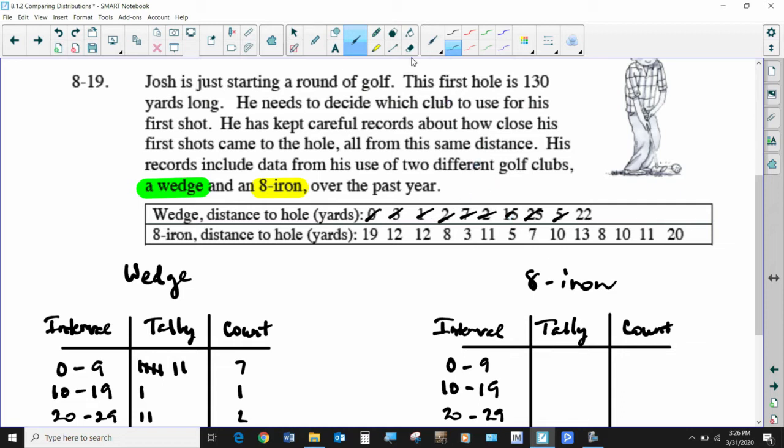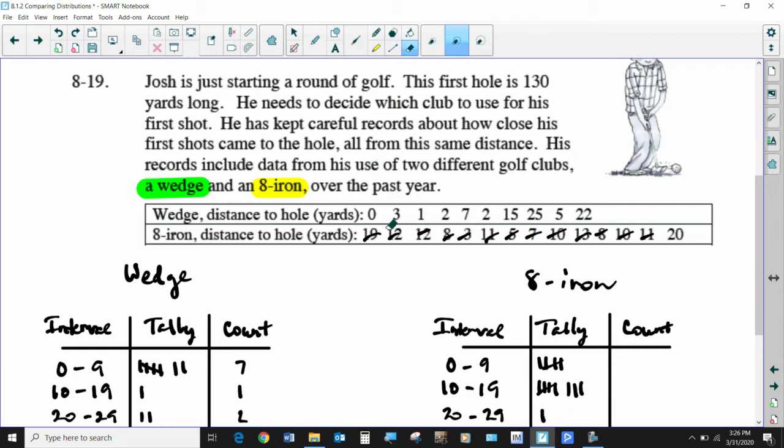Now let's do the exact same thing for our 8-iron. Looks like we got 1, 2, 3 of them in here in the 10 to 19 range. You got 1, 2 in the 0 to 9 range. You got an 11 that goes here. And then you got 5 and 7 that go up here. And you've got the 10 and the 13. You've got the 8. You've got the 10 and the 11. And you've got the 20.